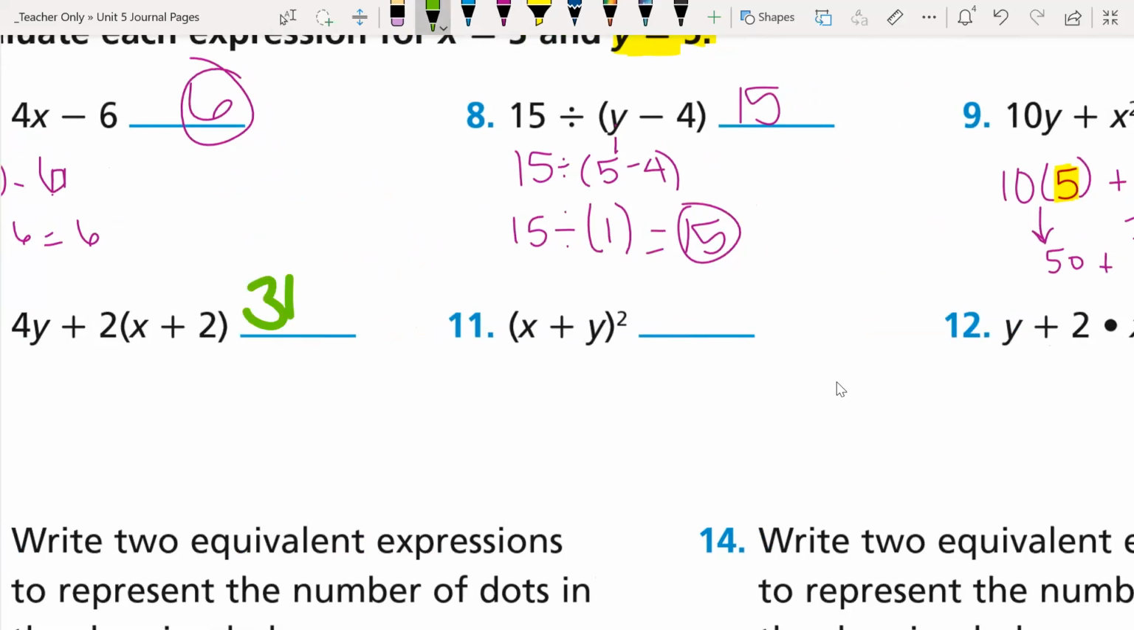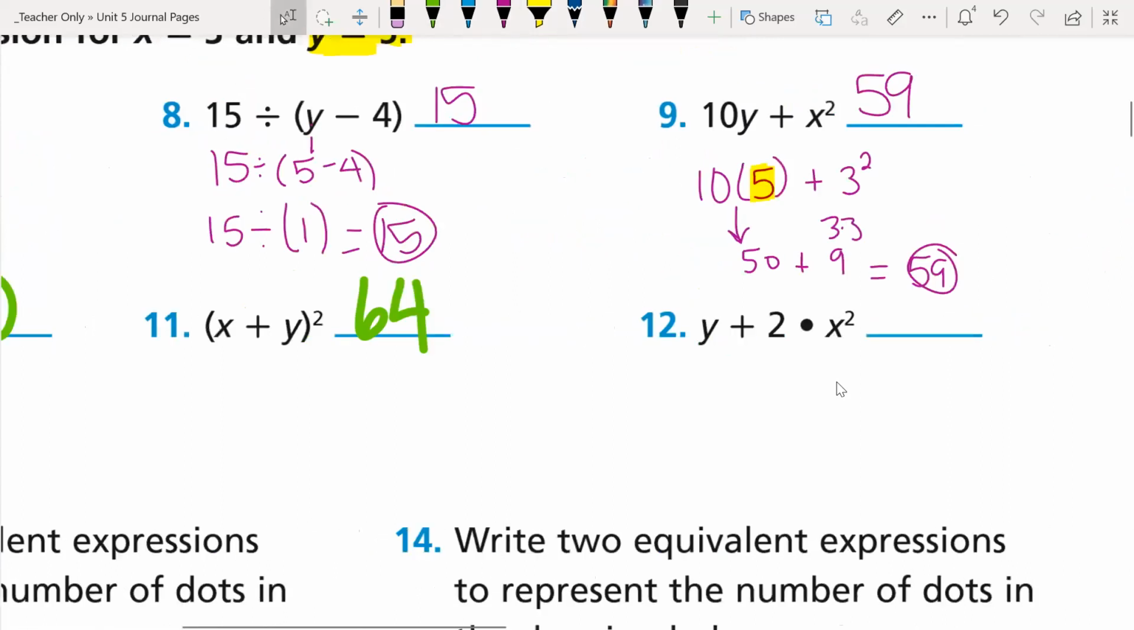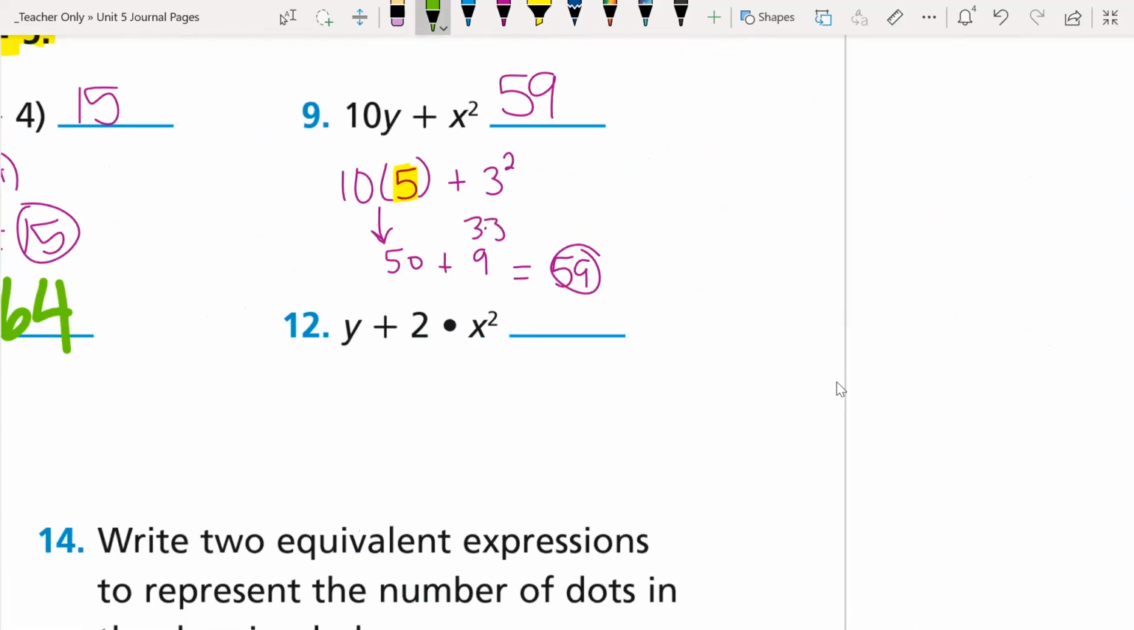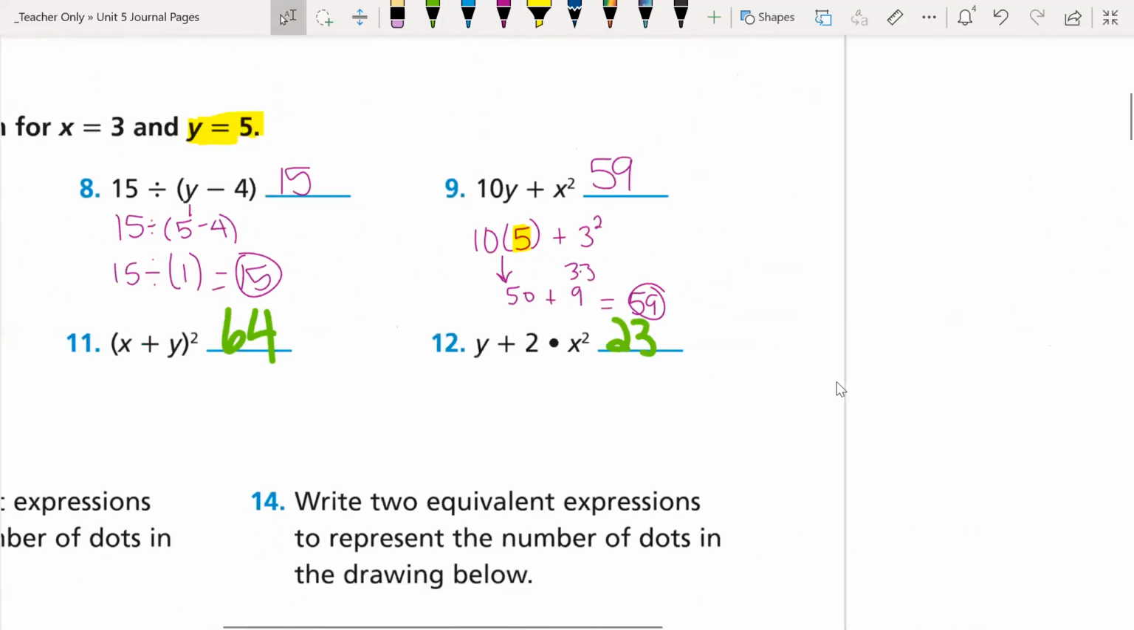30, 64, and 23. If you can mark those and come up with the right answers.